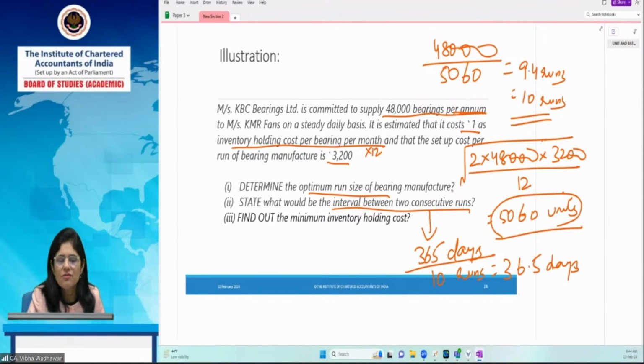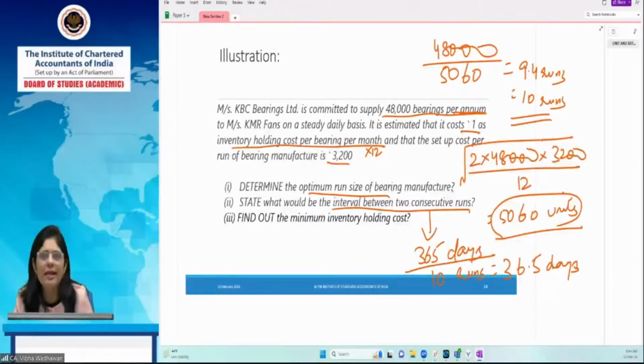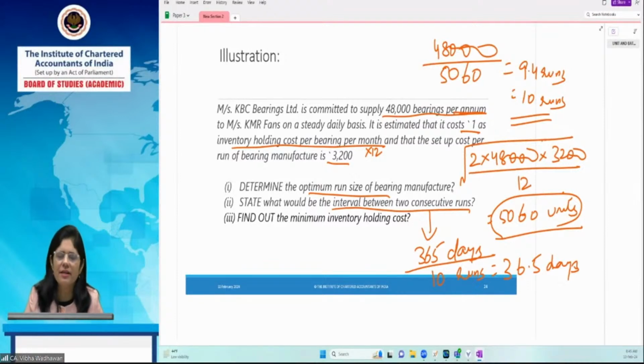Clear? So first we have calculated the batch quantity. Then we have calculated how many batches it has to run. So 9.4, we cannot have that, so we have shifted to 10 runs. So 10 batches we have to run. And how much will be the interval between two batches? Over a period of 365 days, the entire year, we have to run 10 batches. So divide by 10 runs, that means the interval between two runs will be 36.5 days. You can convert it into months also. So 12 months divided by 10 runs, you will get the information in months also.